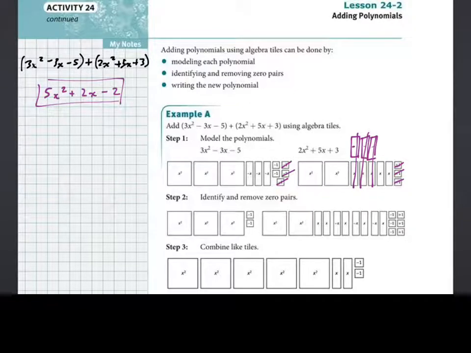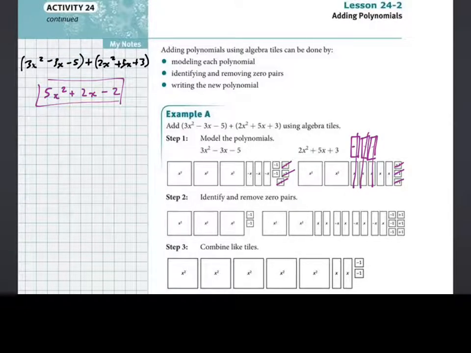Okay, I think the most valuable thing about looking at algebra tiles is seeing that the x squareds, the x's, and the constants are different. So you cannot add those together. You can multiply them together, but you cannot add those together. We're not multiplying right here, though. We're just adding. See the plus sign? We're just adding right now.